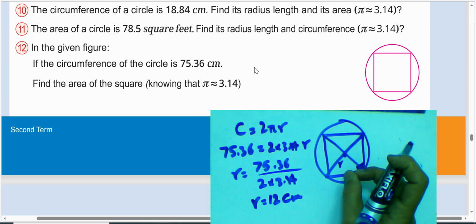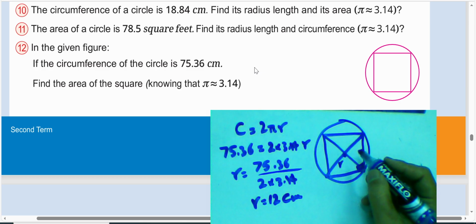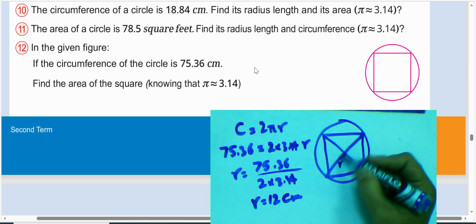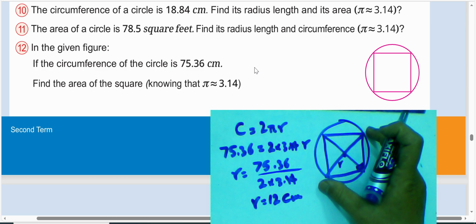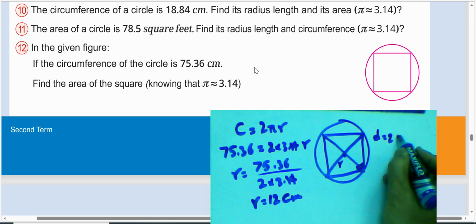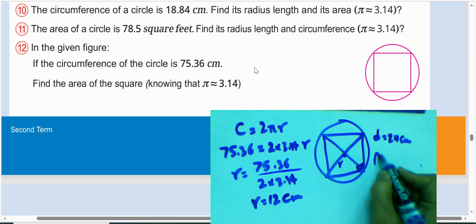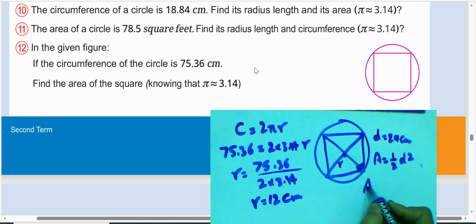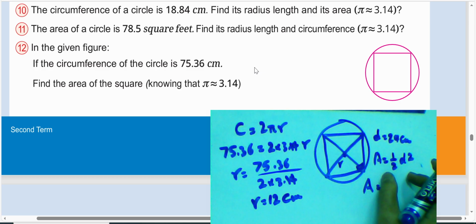Then we want to find the area of the square. Look at here, this line segment will be 12. Then the diameter of the square equals 12 plus 12, which will be 24 centimeters. We want to find the area of the square. The area of the square equals half diameter power 2. You know this rule? We use this rule to find the area of a square.